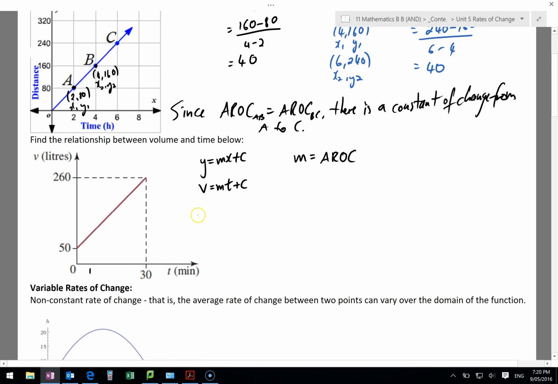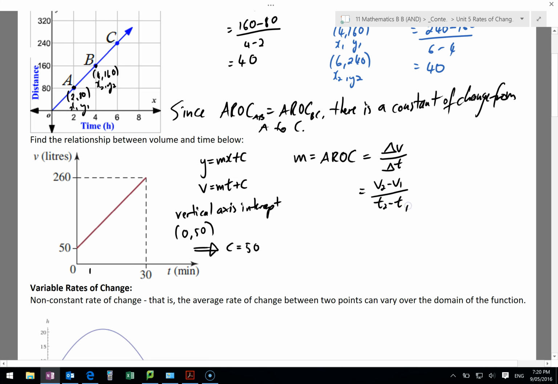Okay, I know that the vertical axis intercept, normally called the y-axis intercept, is 0, 50, which implies that my c value is 50. Looking at the average rate of change, I'm looking at the change in volume on change in time. So V2 minus V1 on T2 minus T1.